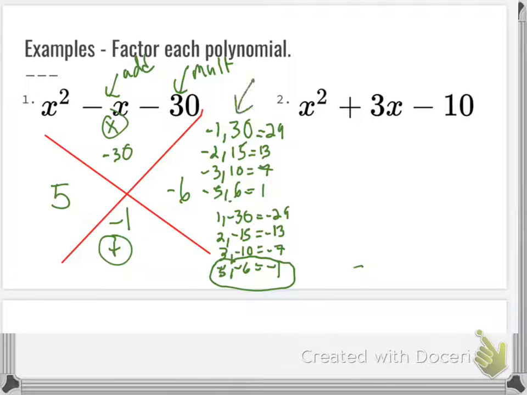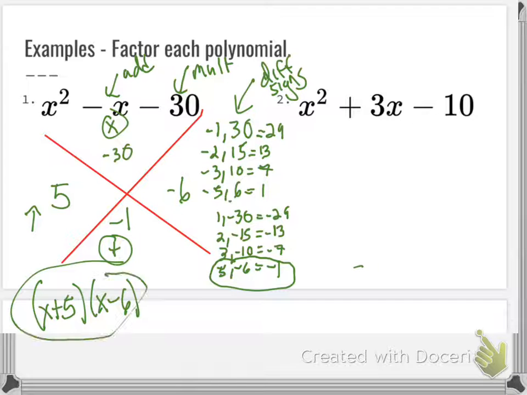So the key here is remembering these have to be different signs. And then when we write these out as x plus, since there's no sign in front of it, we know it's a positive. And then x minus 6. Let's try our next one.